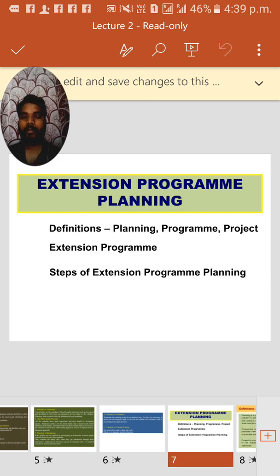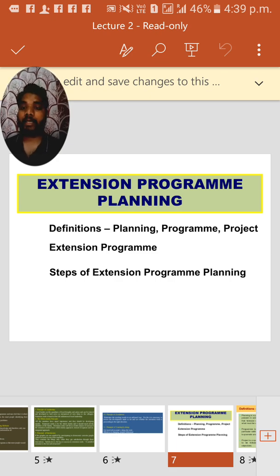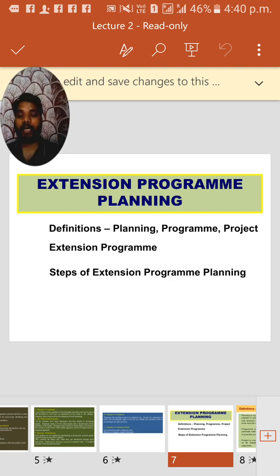Next is extension program planning. From here also questions may be raised, like what is extension program planning, as well as what are the steps of extension program planning. This is an important topic also. I will discuss its steps in detail.